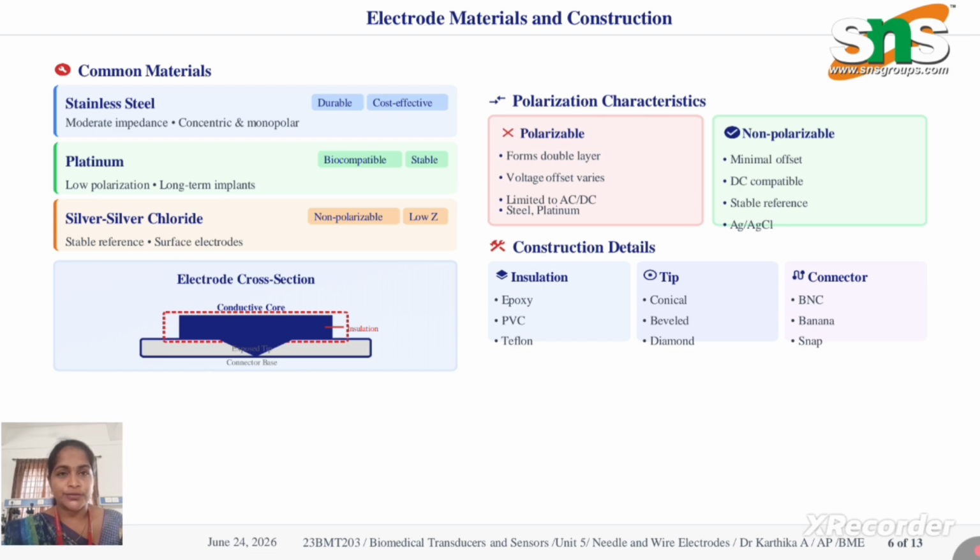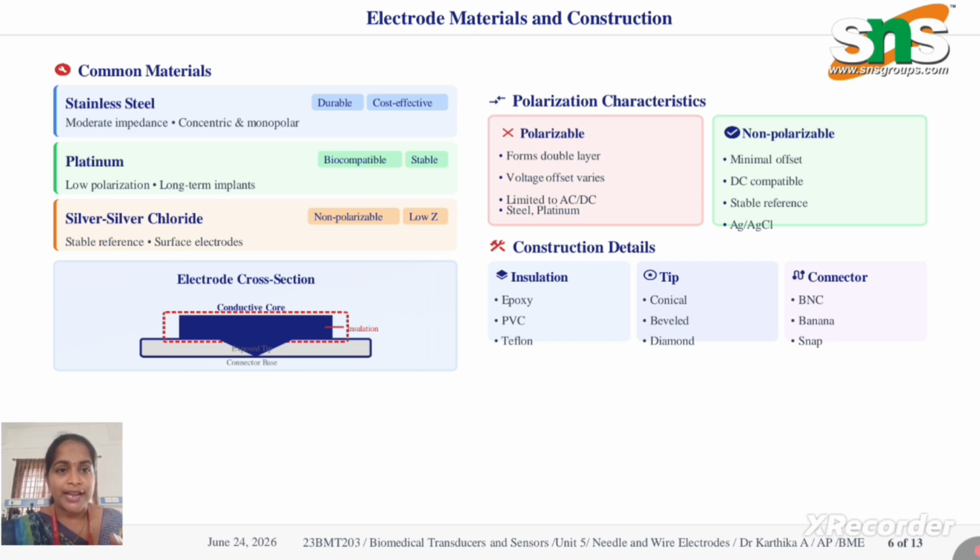The common materials used are stainless steel, platinum, and silver chloride. The polarization characteristics involve the formation of a double layer, varying voltage offset, and limited AC or DC use, which also limits the common materials steel and platinum. Compared with this, non-polarizable electrodes have minimal offset, are DC compatible, and give a stable reference, and we use the common materials Ag or AgCl. See the construction details; we have to concentrate on insulation, tip, as well as connector.